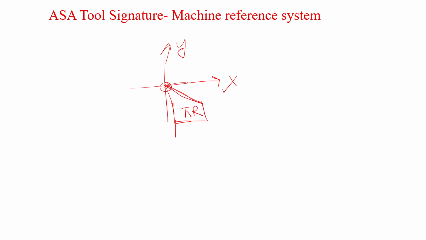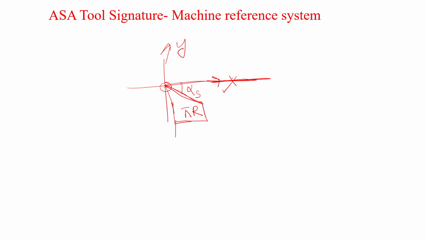And this is your reference plane. When you are looking at the reference plane along the x-axis, then this angle is called alpha s, which is the side rake angle. This is the top view of the tool. Yes, this is a top view.